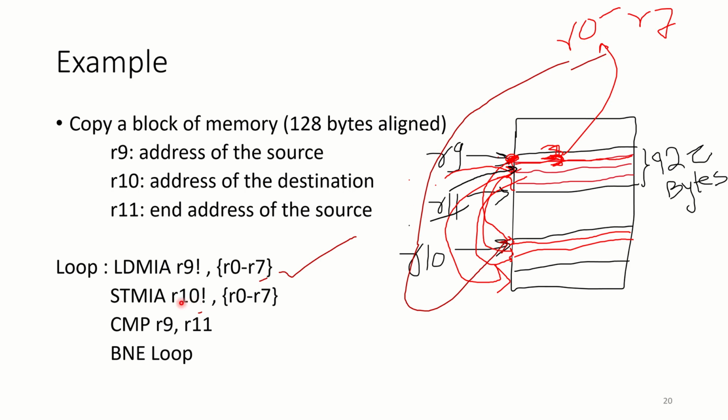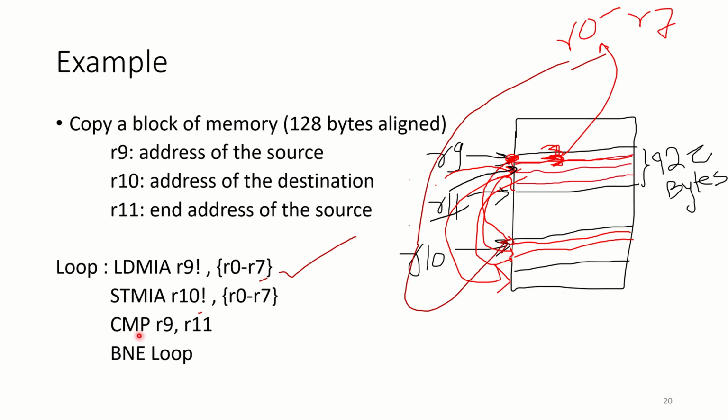We have used auto indexing here also, meaning R0 value is going to be stored at R10, R1 at R10 plus 4, R2 at R10 plus 8. So 8 locations are stored here, with these values going here, then here.